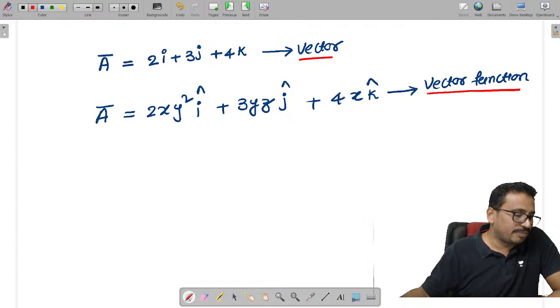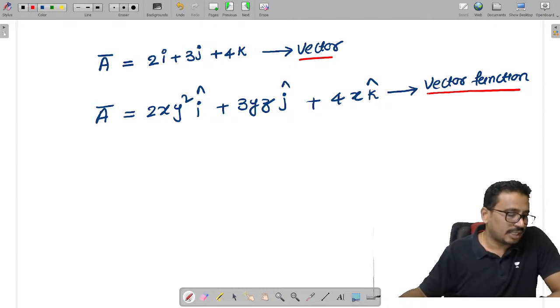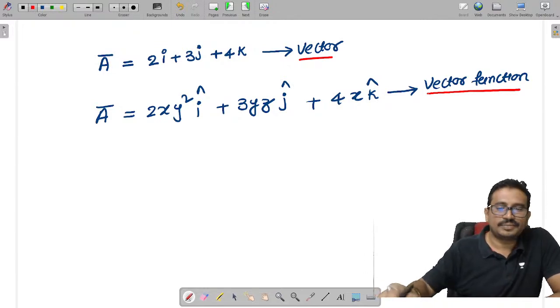It should depend upon the parameters, whatever they may be. It has to depend on x, y, z in some way. Done? Fine.